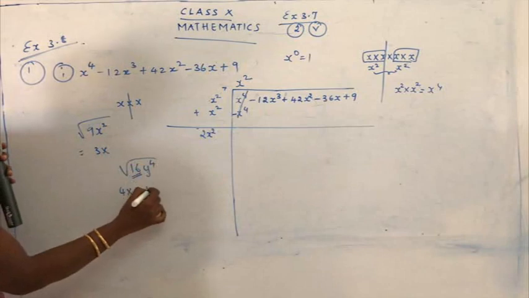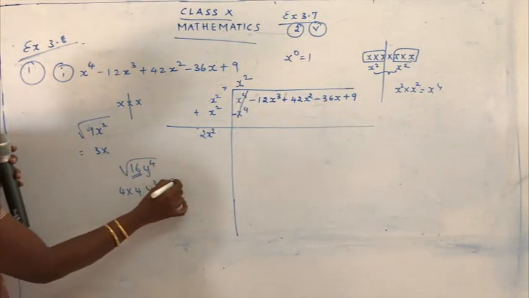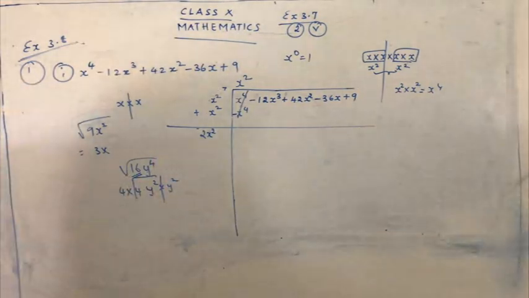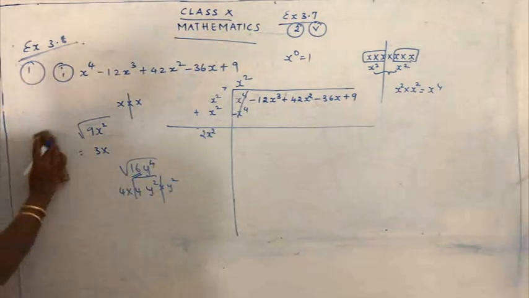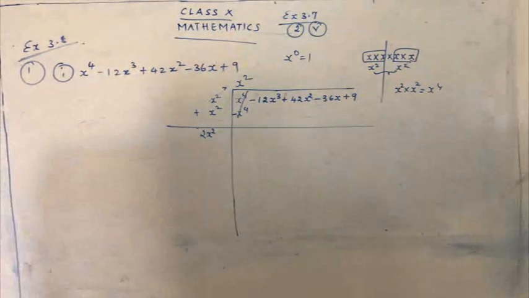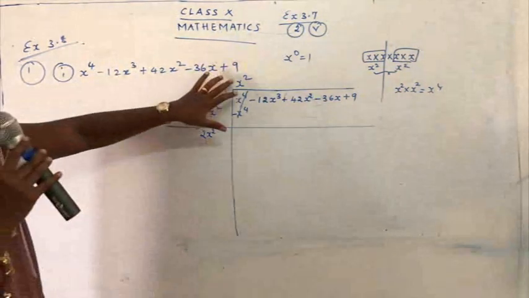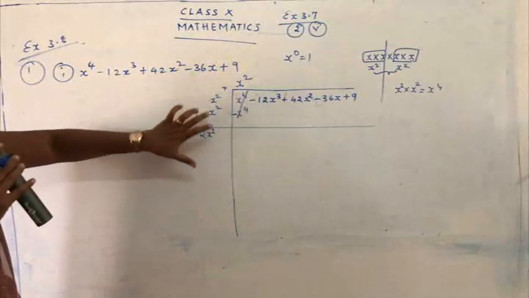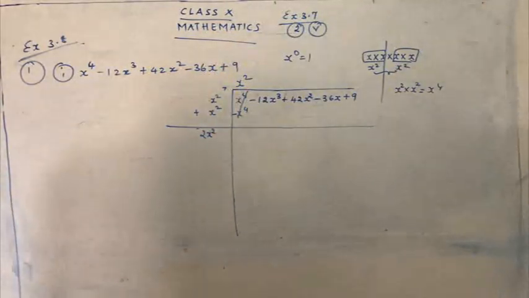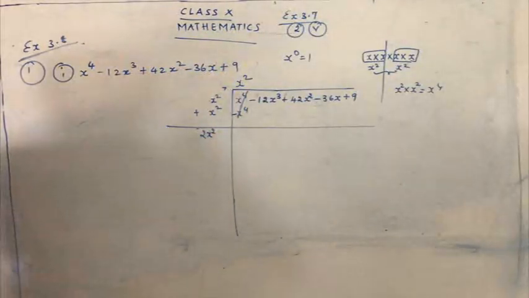And y raised to 4 is y square into y square. So it is 4y square. Getting the square root, we have to just follow these methods and you have to go with the sum. So the square root of x raised to 4 was x square. So we have written it in the quotient part and we have added here, and we got the answer 2x square. Now let's go for the next step.